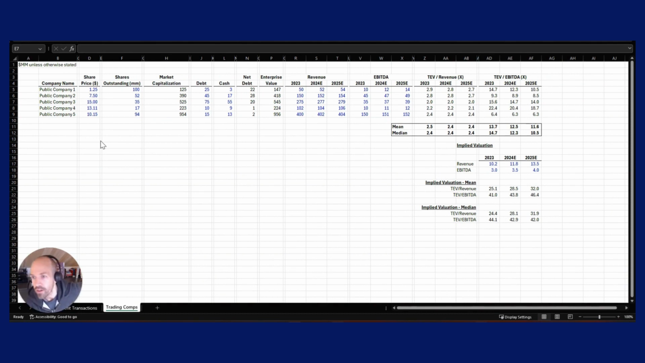Okay, today we're going to look at trading comps as a way to value a company. And I built a quick spreadsheet to show you how that works, so let's dive straight in. Here you can see the whole spreadsheet, but I'm going to zoom in so you can see a little bit more as we go.